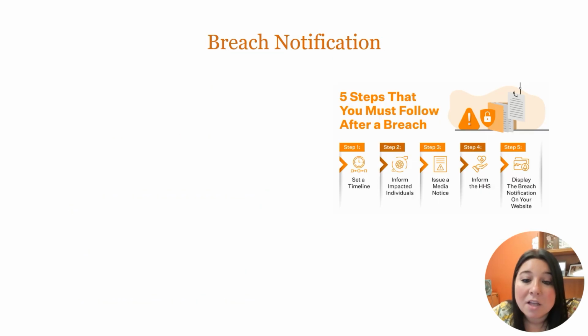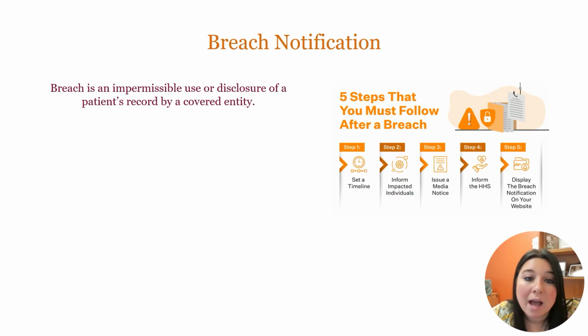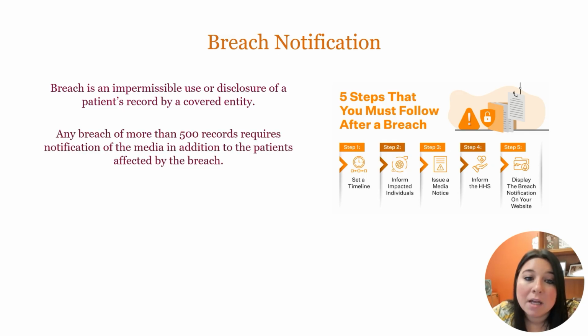So what happens if there's a breach with a patient's private health information? A breach is an impermissible use or disclosure of a patient's record by a covered entity. Any breach of more than 500 patient records requires notification to the media, in addition to all the patients affected by the breach. This can become a big issue.